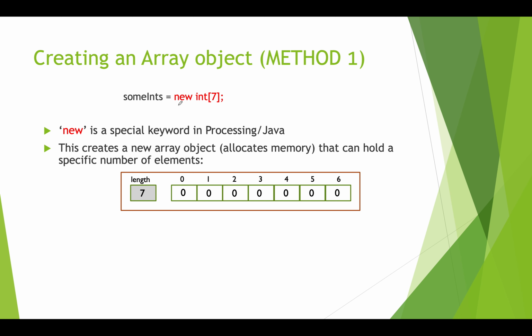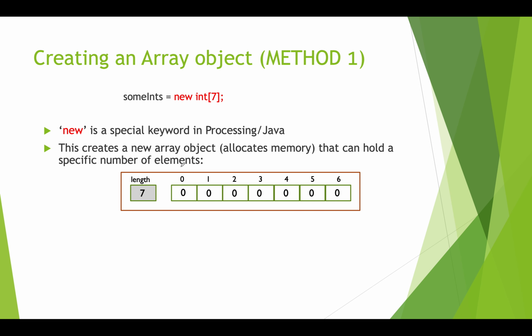So we have to use this new keyword, which is a special keyword in Java. And then we use our type again and the square brackets again, but this time we actually have to say how big to make the array. So how many slots we need. So this is the thing that creates the array on the heap. And then the equal sign here says, take the memory address of this thing once it's created and put it into our reference variable someInts.